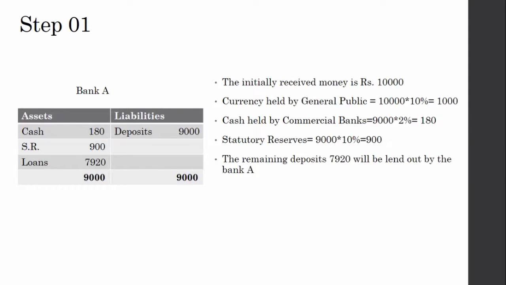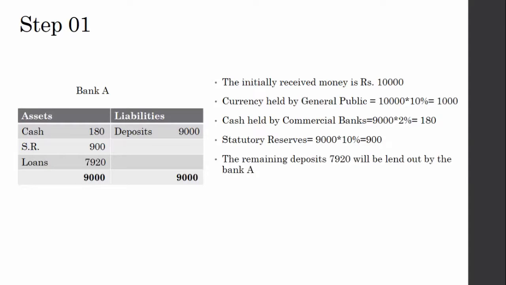So that is step 1. We received 10,000. Out of 10,000, the public will keep 1,000 as cash and the remaining 9,000 will be deposited. From the deposits, 2% and 10% will be kept as cash and statutory reserves, and the remaining 7,920 will be loaned out. Right? So this is step 1. I suppose you are clear. If you have any doubt, you can raise it now.